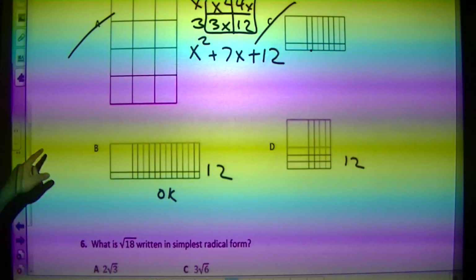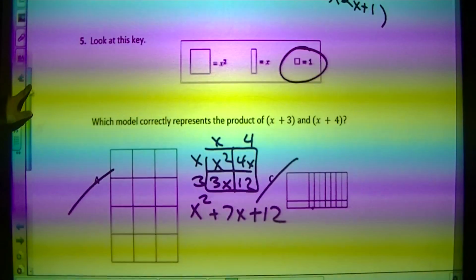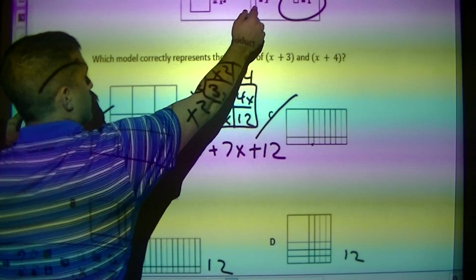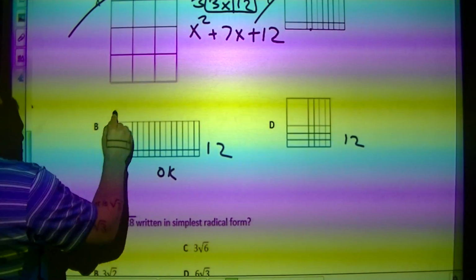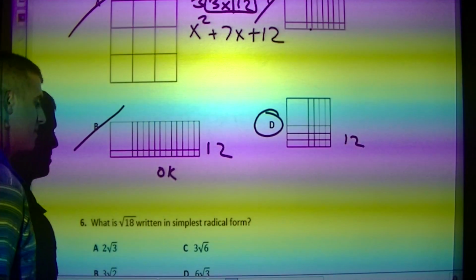All right, now, the rectangles represent x, so I need 7 of those. Okay, that's obviously too many. That's why that one has to be your answer.